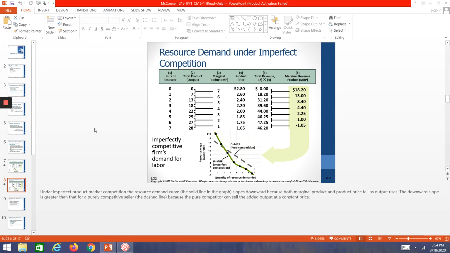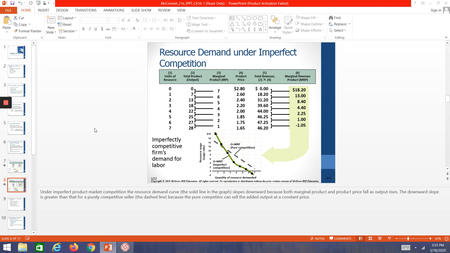So if you look down at the bottom, your demand curve, you see that at $18, this firm could afford to hire one worker. At $13, two workers. At $8.40, three workers, and so on. So you have a downward sloping demand curve. Only the imperfect competitive firm demand curve is more inelastic. It's a straighter demand curve, and that's because the imperfect competitor has to lower the price to sell more output.